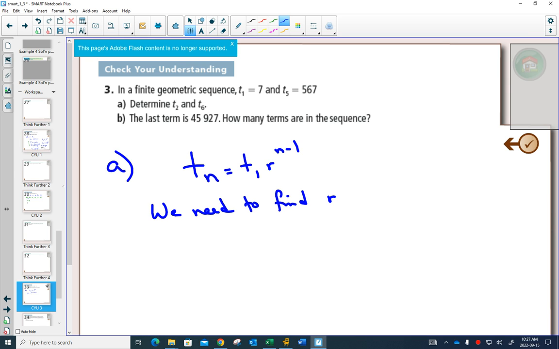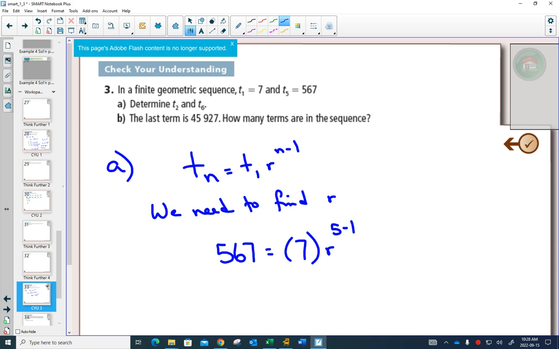Now the only way we could find r using the formula is if we could put in things for everything else. Do you see that we know what term 1 is? Term 1 is 7. We know term 5, so if we use term 5 for the general term, we would have to plug in 5 for n. So I plug in 567 for term 5, term 1 is 7. I still don't know r, but since I know term 5, this will be 5 minus 1. And now it's just a matter of solving for r.